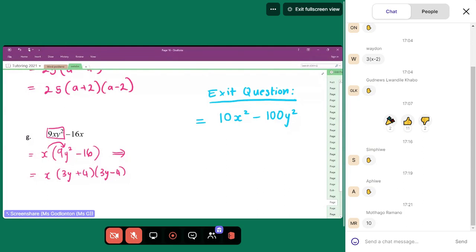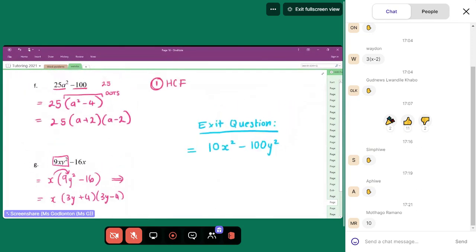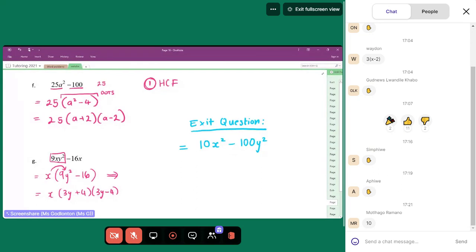Sorry, ma'am. Yeah. Could you go up to F so I could write down the example? Yes, absolutely. Can you see it there? Thank you. Okay, no problem.